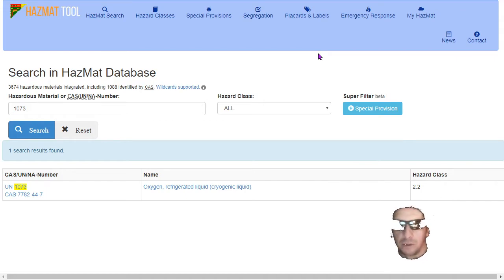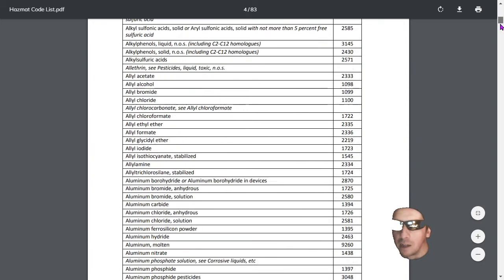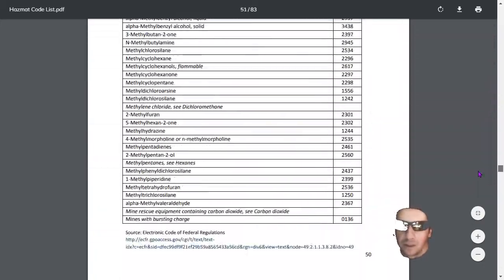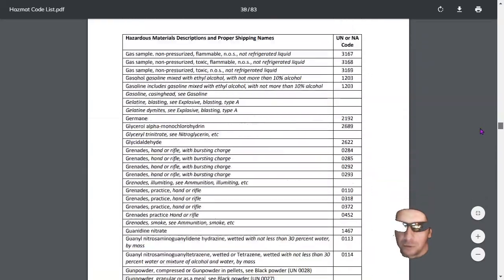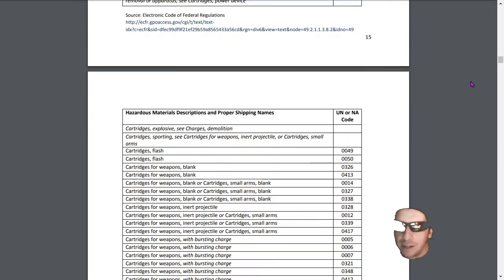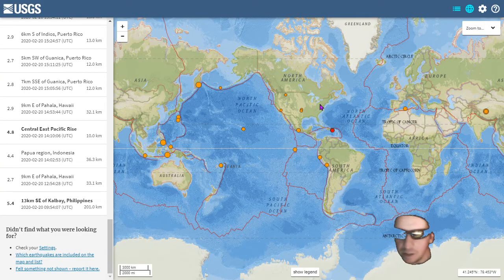Perhaps download a full PDF document with all the codes, just in case of an emergency, as knowing what is in these trucks and other tanks and things could be very important, and it could save your bacon in the event of a disaster, for instance.